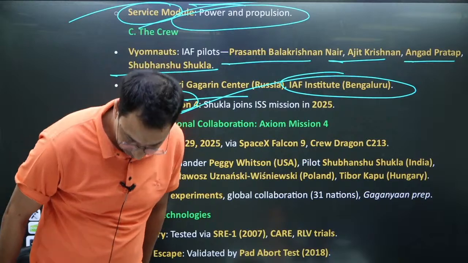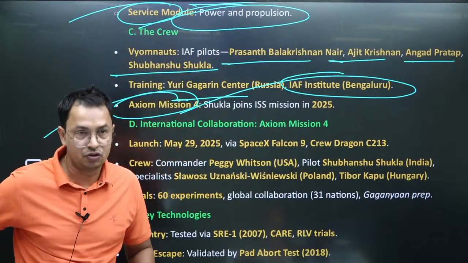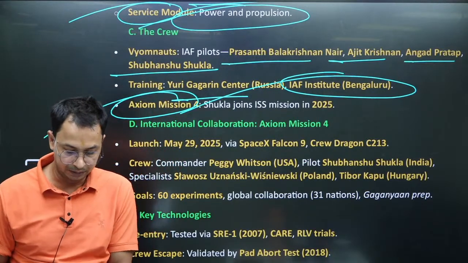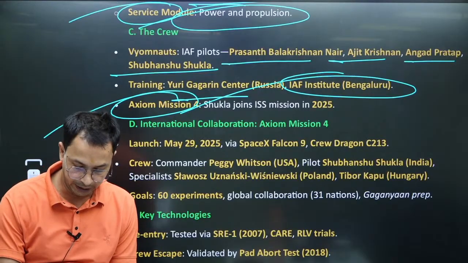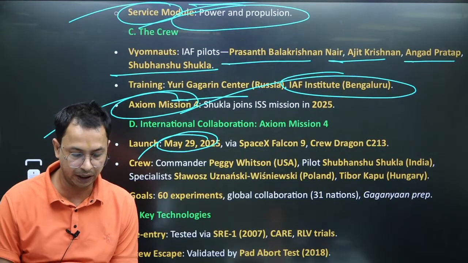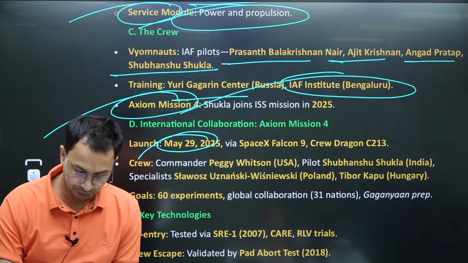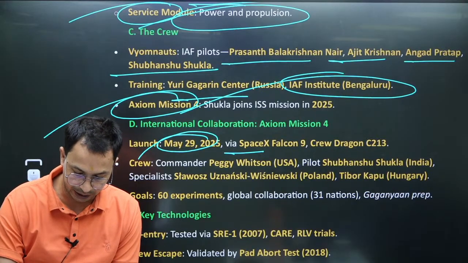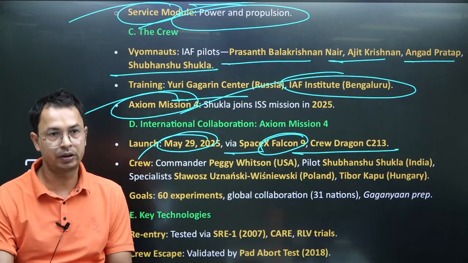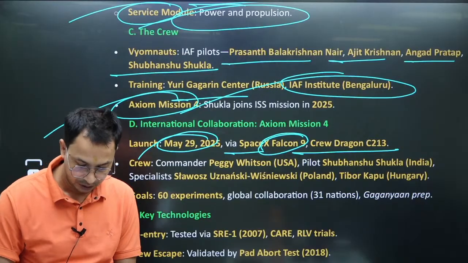Then what is the launch date of the Axiom mission? Your exam is just 4 days before the Axiom mission launch. It will be launched on the 29th May 2025 via SpaceX Falcon 9 rocket and Crew Dragon spacecraft.